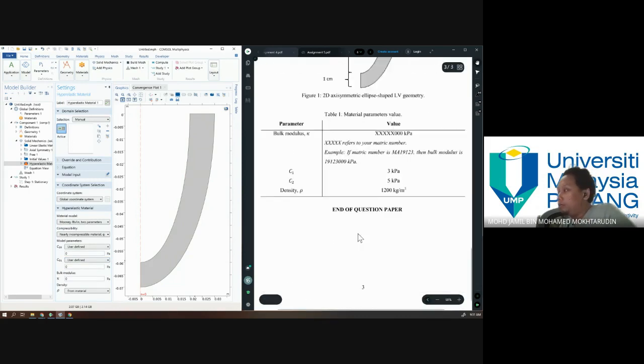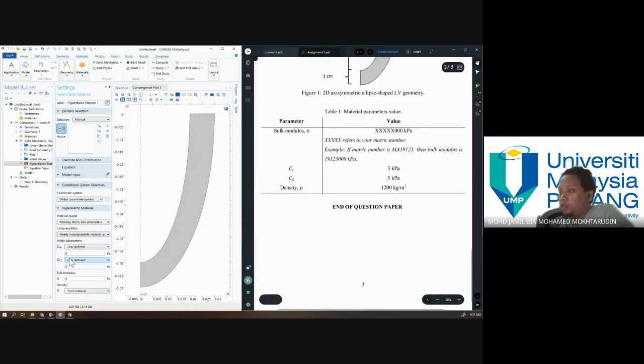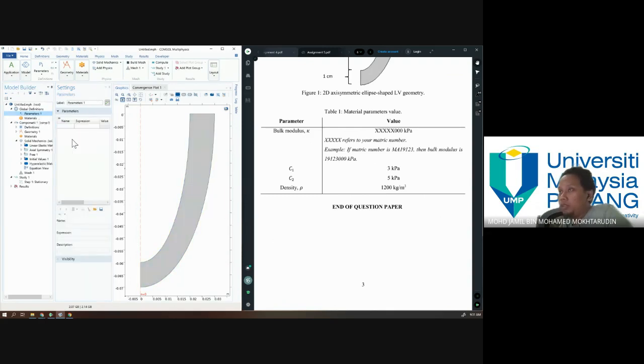So maybe just name it C1 and C2. We can define a parameter. C1 equals 3 kilopascal and C2 equals 5 kilopascal.